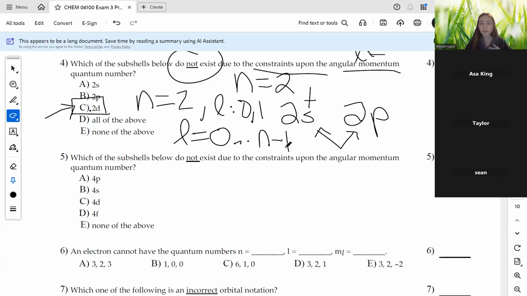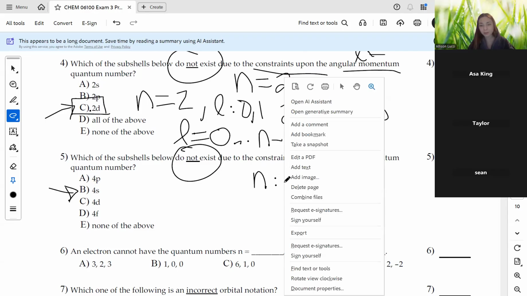All right. So what about number 5 here? Let's check and see if any of these cannot exist. It's the same exact question. We just have a different n value here, right? So now we have n equals 4.